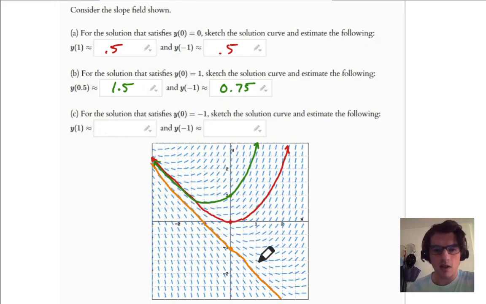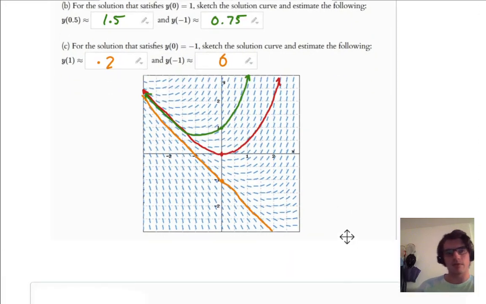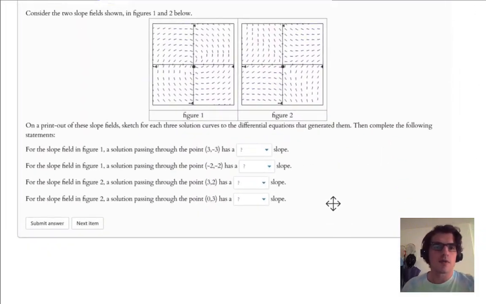So y of 1 is negative 2, y of negative 1 is 0. Okay, yeah, that's really about it there. Okay, consider two slope fields below.